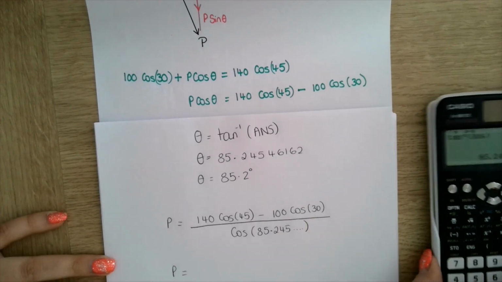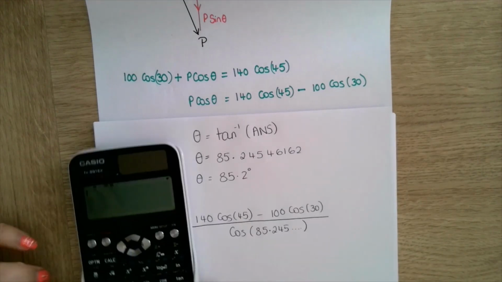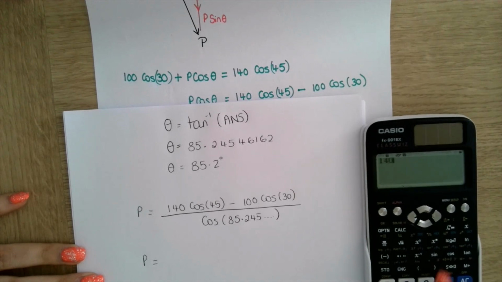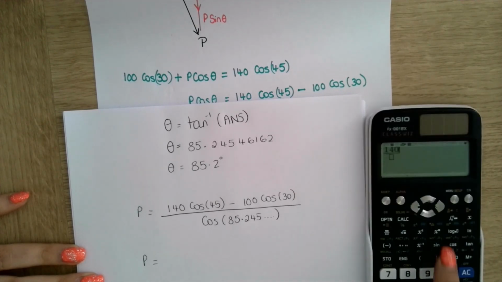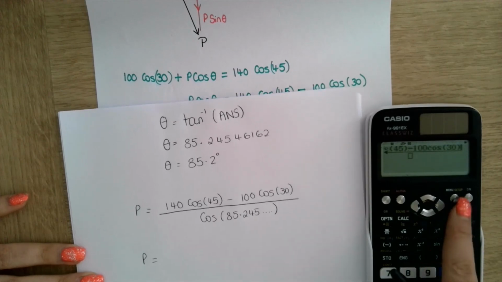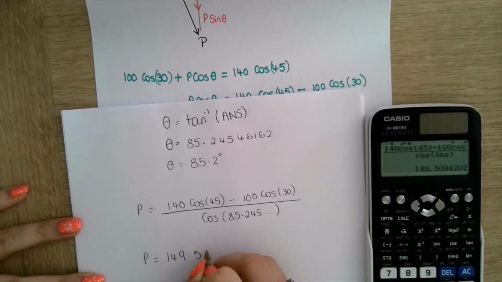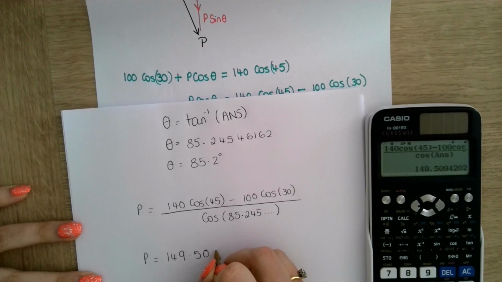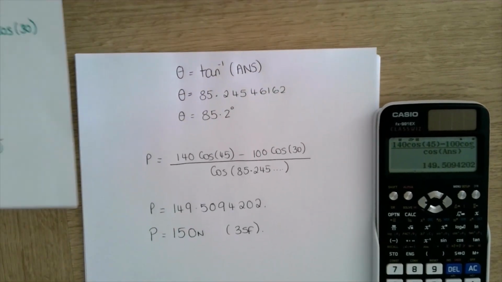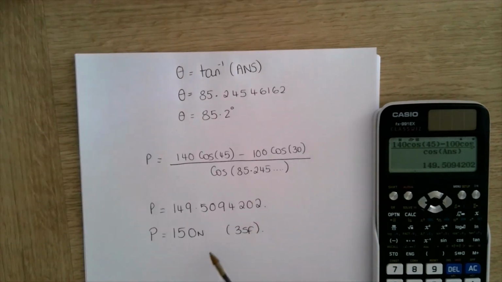P is equal to, I'm going to use this, clear that off. I'm going to have 140, I need a fraction, 140 cos 45 minus 100 cos 30, close the bracket, all divided by cos of the answer that was just on my calculator, and I get 149.5094202. So P is equal to 150 newtons to 3 significant figures. And that is your final answer. The magnitude of P is going to be 150 newtons.